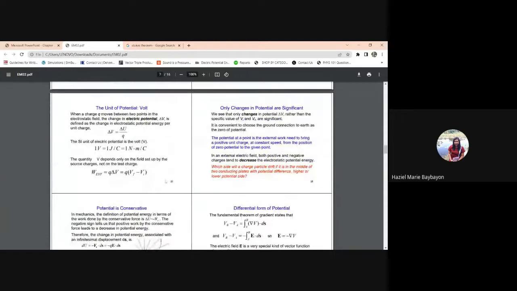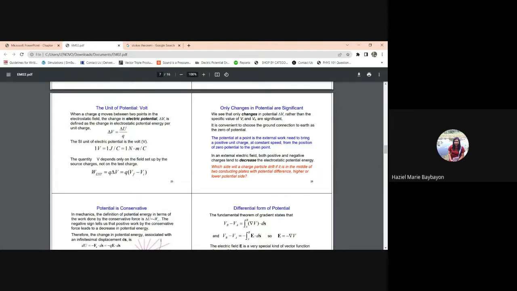All right. So, what is the unit of potential? If the unit of electric potential energy is joules, ang unit sa potential, class, is volts. Okay. So, how is potential and potential energy related? When a charge Q moves between 2 points in the electrostatic field, the change in the electric potential is defined as the change in the electrostatic potential energy per unit charge. Okay, so this is the relationship between the electric potential and the electric potential energy.